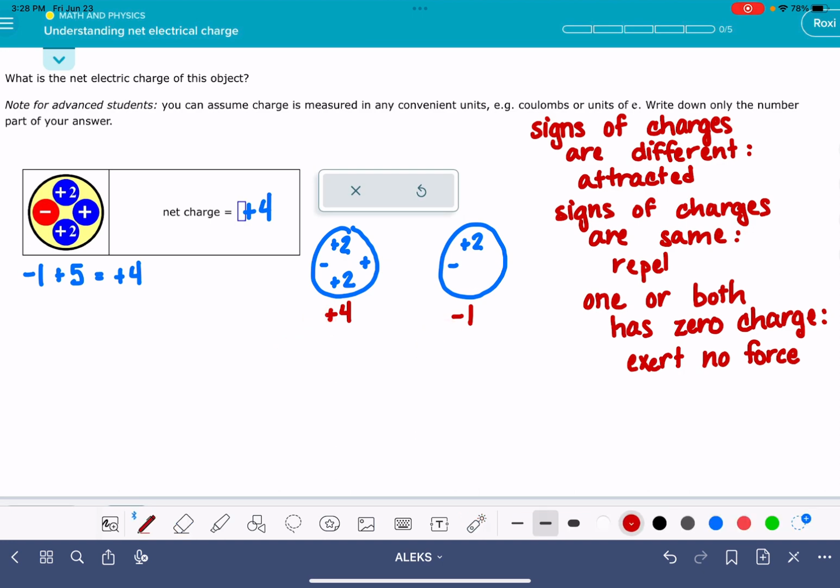And if I set it up a little bit differently again, so it looks like this, this guy's net charge is 0. If you have at least one, it only takes one. If one of the objects has a net charge of 0, there is no force between the two objects.